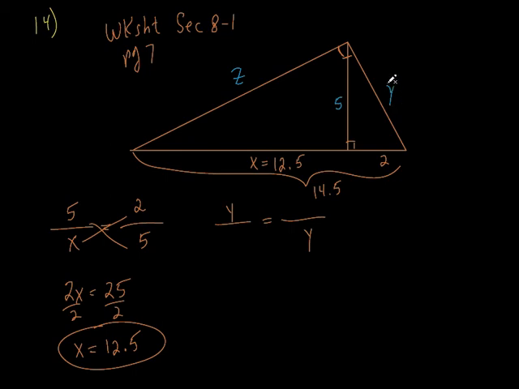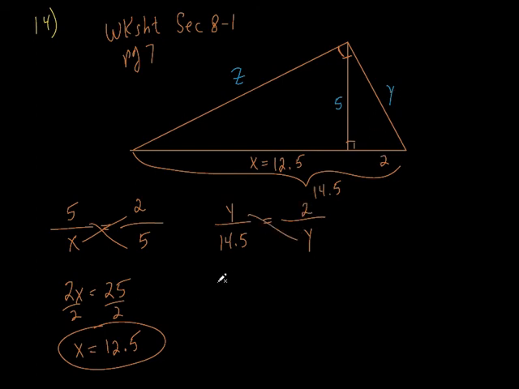I mean, this could be A, B, C, D, right? It doesn't have to be y. But anyway, are you with me? Okay, so here we go. So y is a geometric mean between the whole hypotenuse, which is 14.5, and the segment that's closest to y, which is 2. See it?